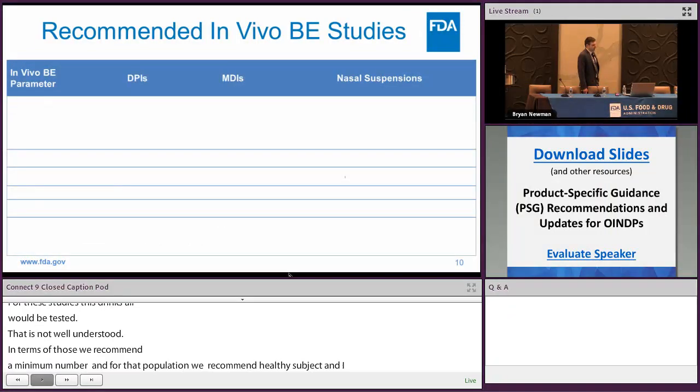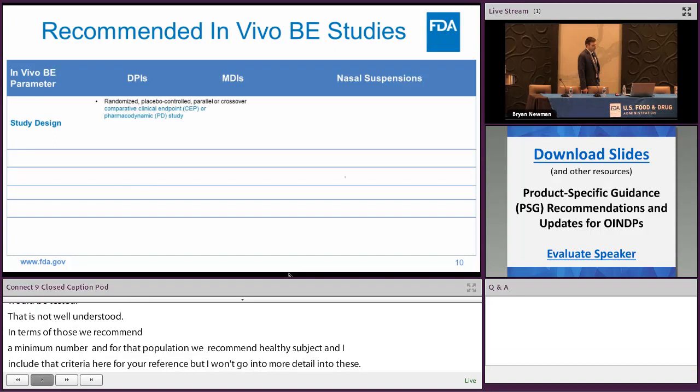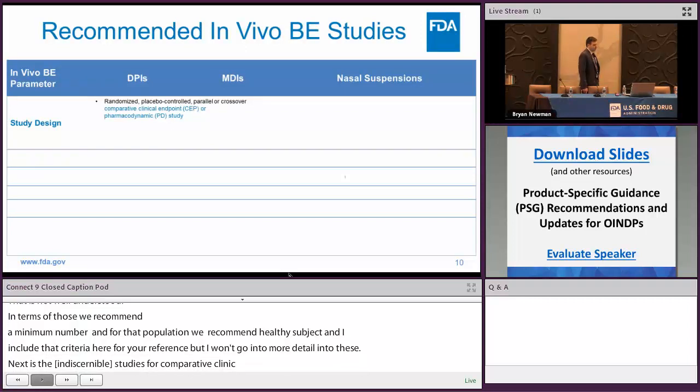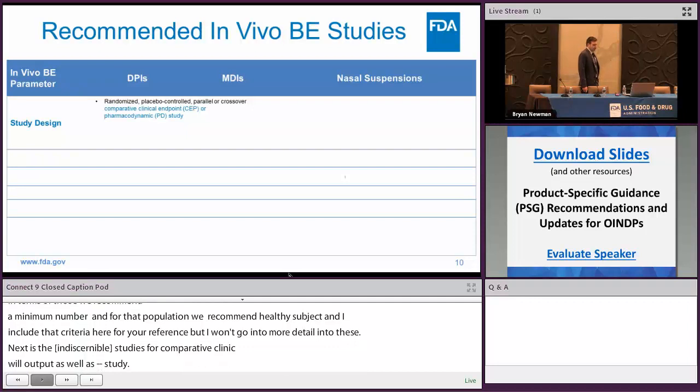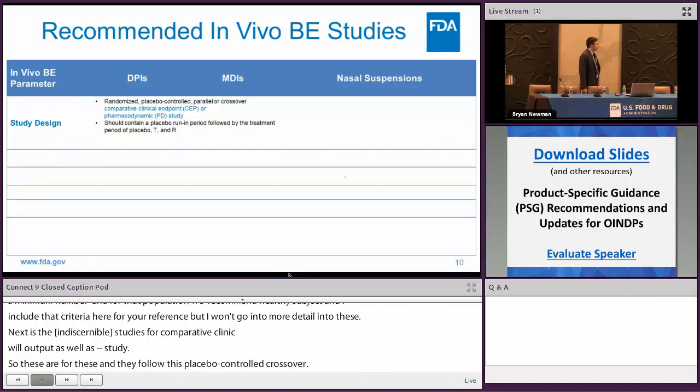Next is the in vivo bioequivalence studies for comparative clinical endpoint study design, as well as pharmacodynamic study, rather. So again, these are for DPIs and MDIs, and they follow this study design of randomized, placebo-controlled, parallel, or crossover. So there's a placebo run-in period for DPIs and MDIs, as well as the placebo being needed for study sensitivity.